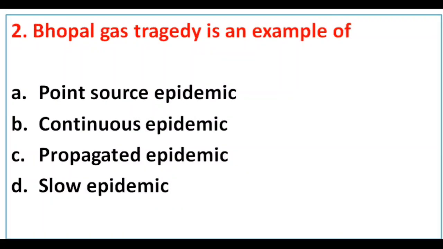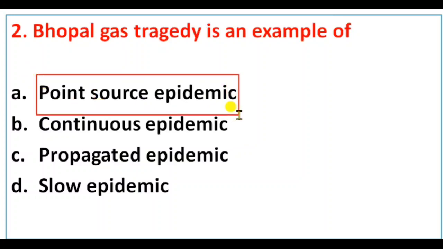Second question: Bhopal gas tragedy is an example of, options: point source epidemic, continuous epidemic, propagated epidemic, slow epidemic. The correct answer is point source epidemic. From one source, the continuous outbreak of the problem arises, so it will take a very long time to expose the problem in an area. That is an example of point source epidemic.